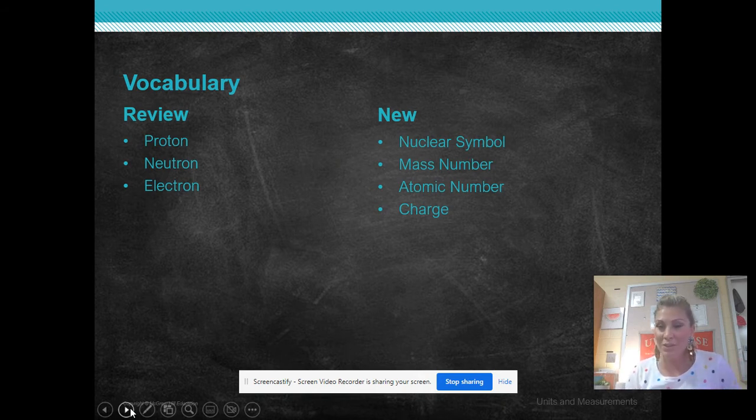Four new terms you're going to learn today in our lesson: nuclear symbol, mass number, atomic number, and charge. So we'll revisit that at the end of the lesson to make sure we can clearly define those terms.